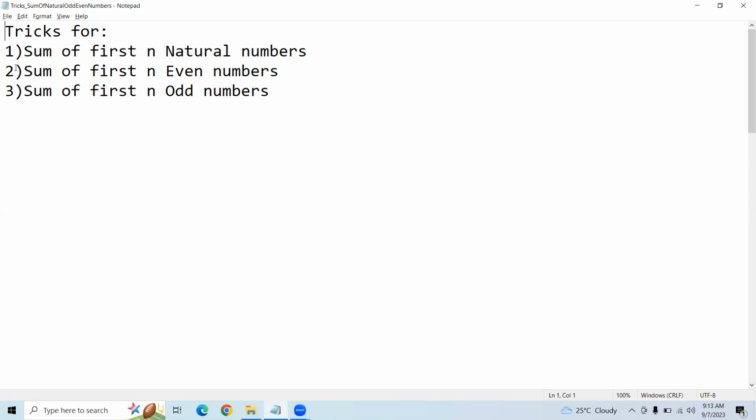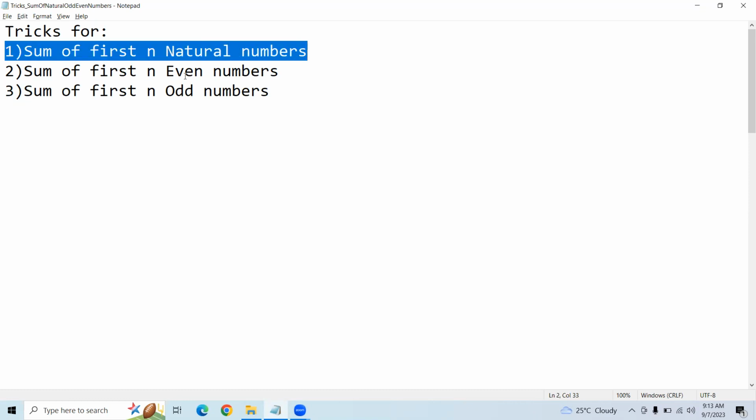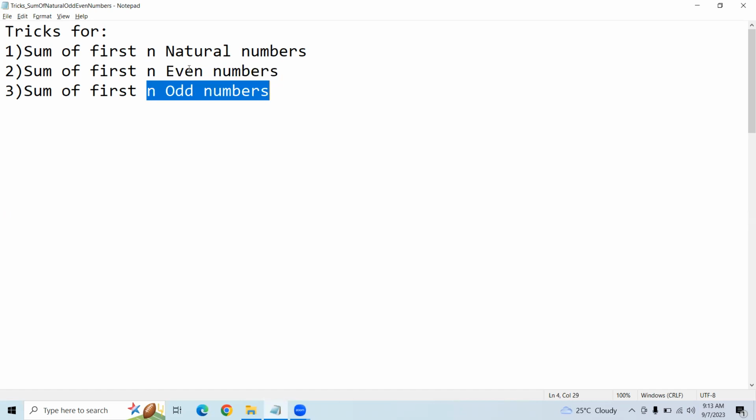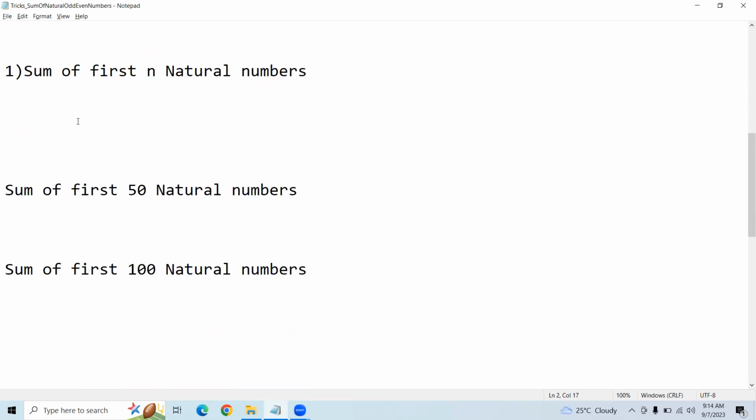So we are going to look at the formula for the sum of first n natural numbers. Then we will look at the sum of first n even numbers, and then the sum of first n odd numbers. When we say n, n can be anything. If you want to find the sum of first 10 natural numbers, your n is 10. If you want to find the sum of first 20 natural numbers, then your n is 20. So n is just any number for which we are trying to get the sum. Let's get started with the sum of first n natural numbers.